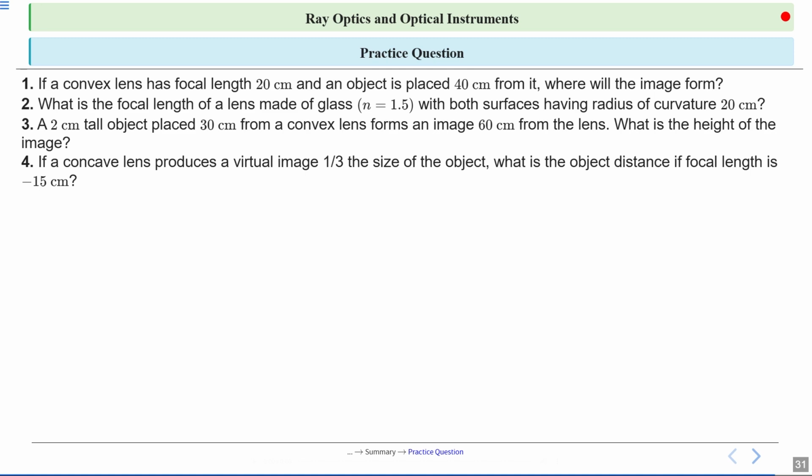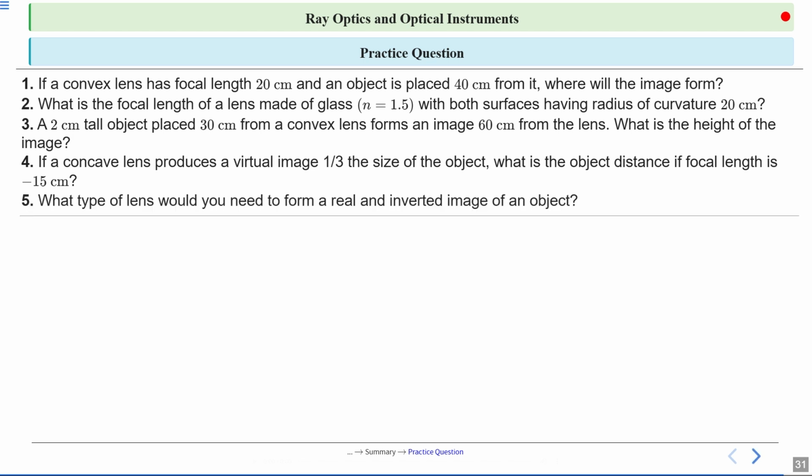It is not necessary that the question gives minus 15 cm. It is given in that question, but they can simply write 15 cm. You have to detect whether it is a negative or positive focal length based on the lens type. So what type of lens would you need to form a real and inverted image of an object? These are some practice questions you have to do yourself.